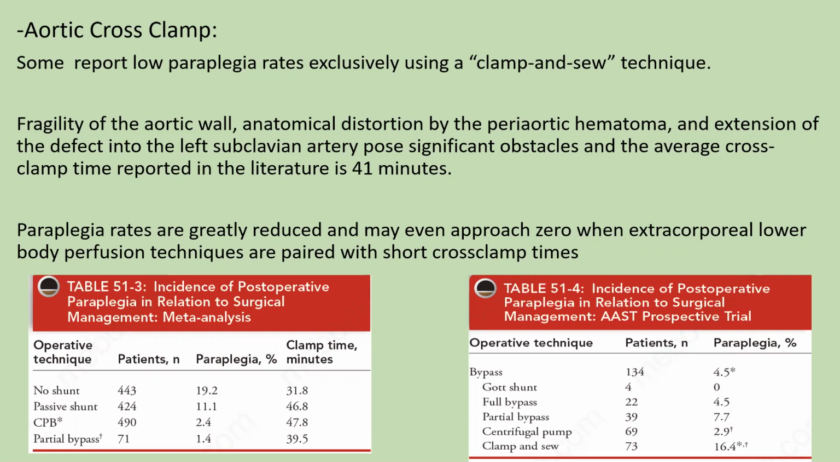These are two tables showing the incidence of postoperative paraplegia in a meta-analysis, where we can see that paraplegia is higher when no shunt is used, and lower when the bypass is used. The AAST prospective trial showed that the higher rate of paraplegia came with the clamp and sew technique, whereas the lower rate came with the Gott shunt or passive shunt.